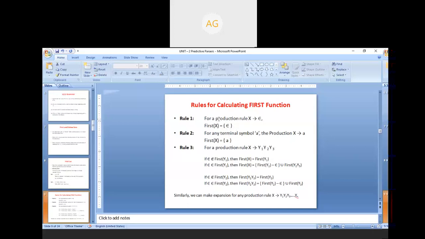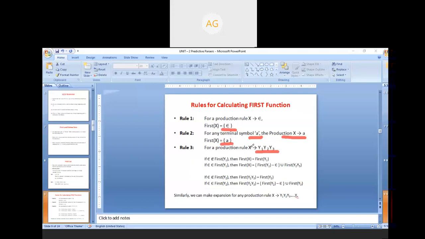So the first rule says, for a production rule H produces epsilon, the first of H will include epsilon in its set. The second rule says that for any terminal symbol small a, if the production is of type H produces a, then the first of H will have a as its element. And the third rule is a combination of these.